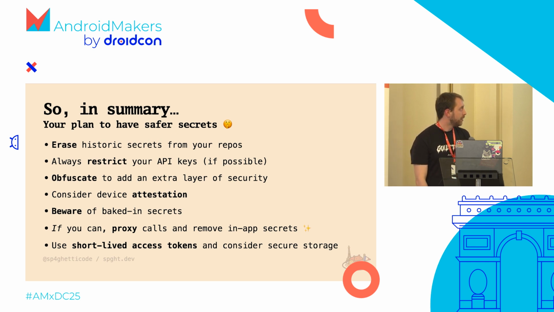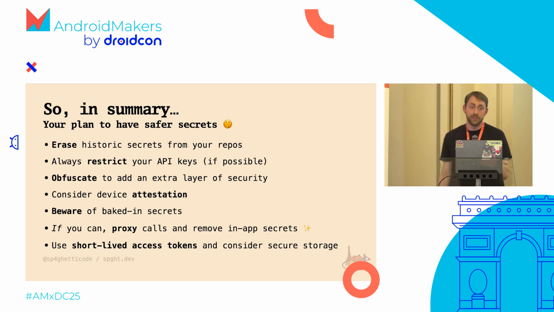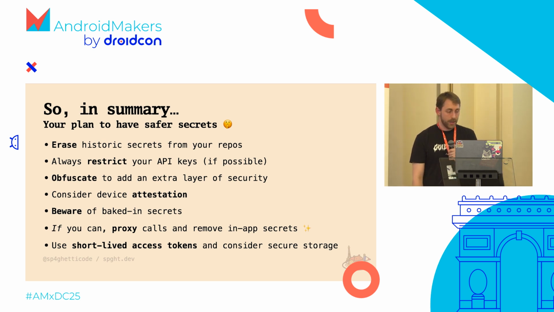You want to be aware that most apps are baking in secrets, so just be sensible. If you can, remove all the secrets and proxy calls to remove them completely. And the last little thing I've shoehorned in there as well is to make sure you're using short-lived access tokens and consider secure storage for them.